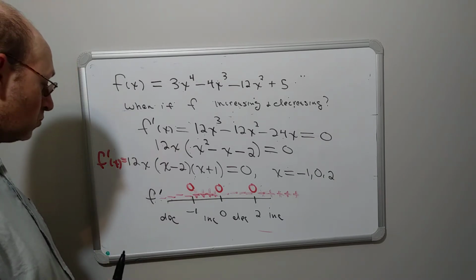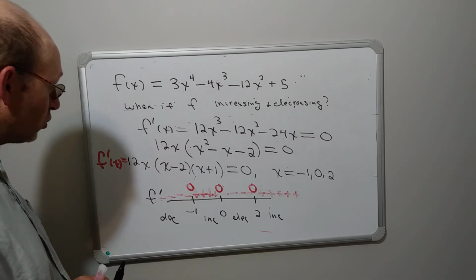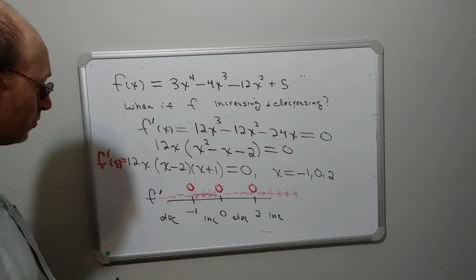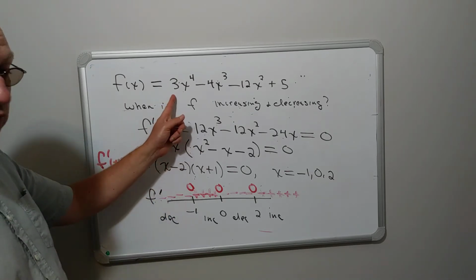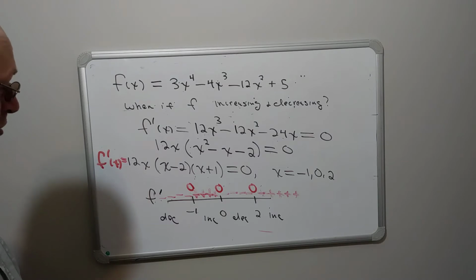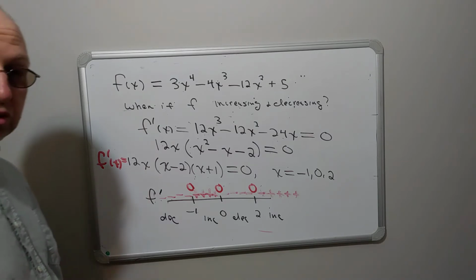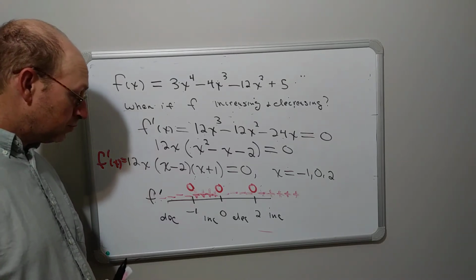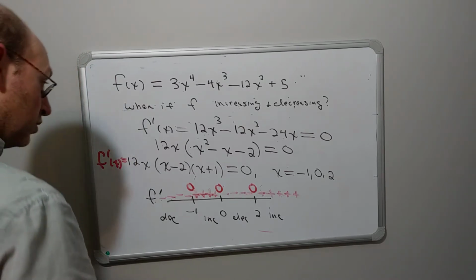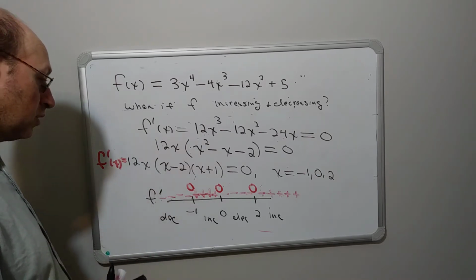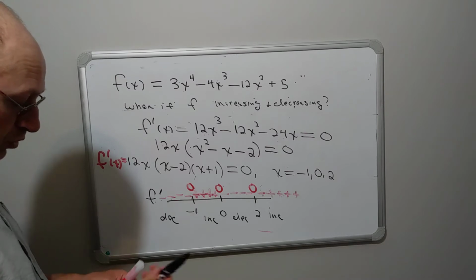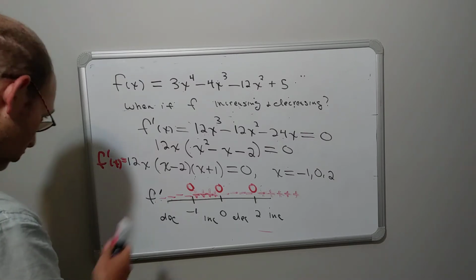Okay, so we've solved this problem, and we're getting closer to actually graphing this function, but we're not there yet because we need what's called the second derivative. So the second derivative is also useful, and it gives you different information than the first derivative does. So let's look at some pictures.